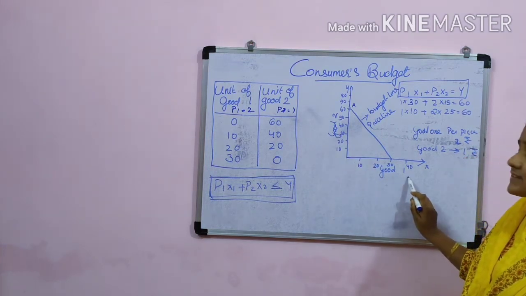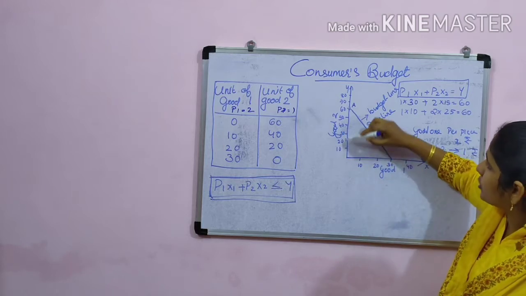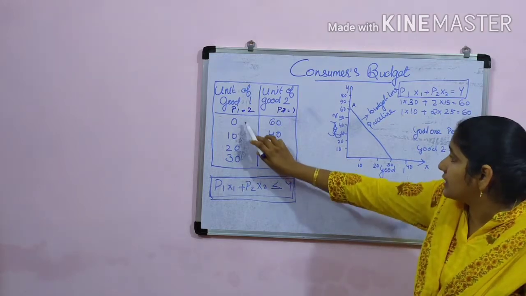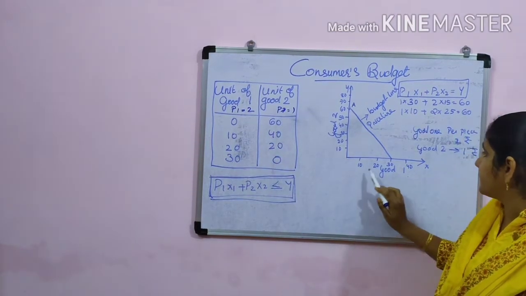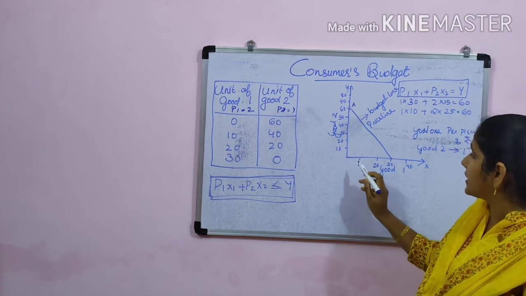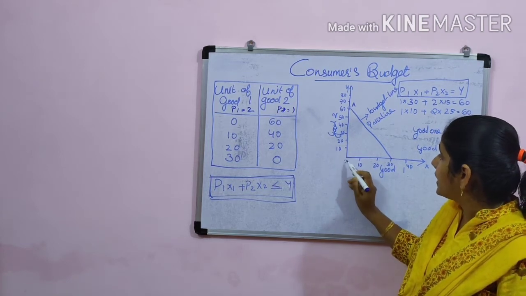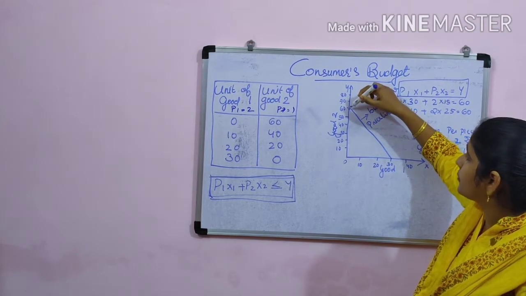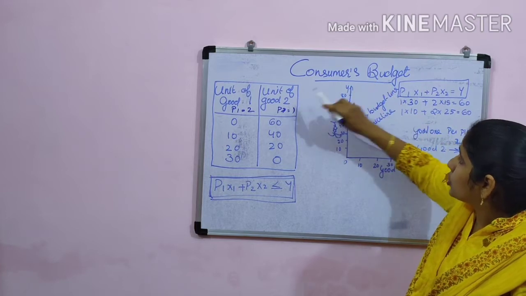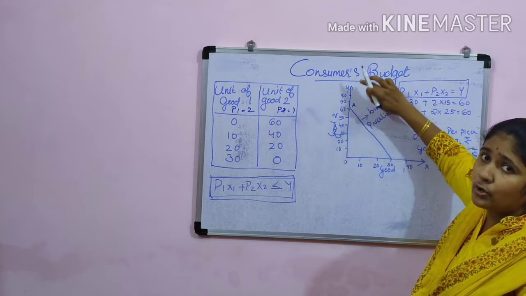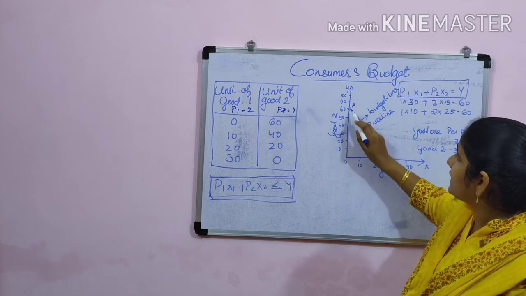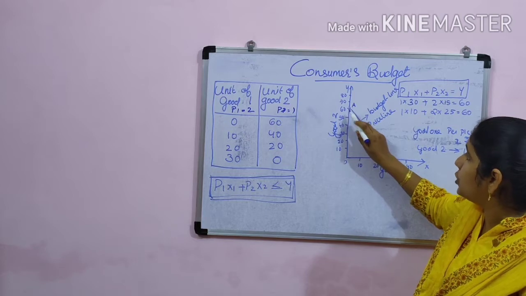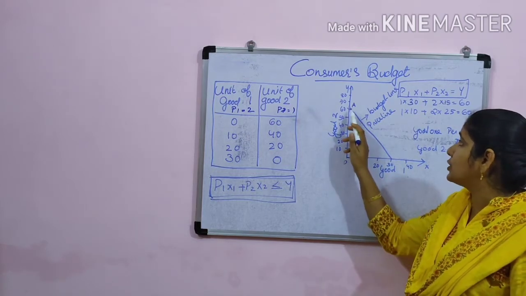Here, good 1 is shown on the x-axis, and good 2 is presented on the y-axis. Here like 0, 10, 20 and 30 are marked. Then you just see when the customer is spending his full income on purchasing good 2, which is shown on the y-axis. In that case, what happens? It will be 0, 60.